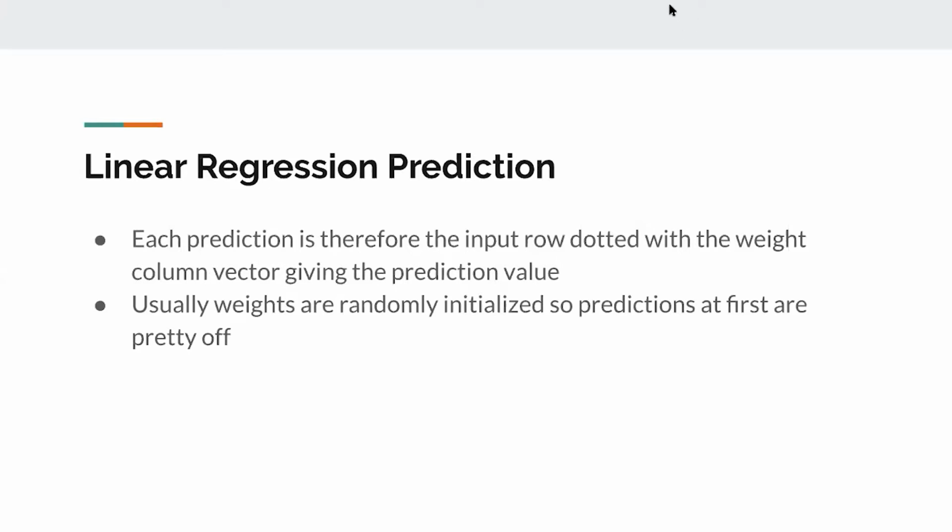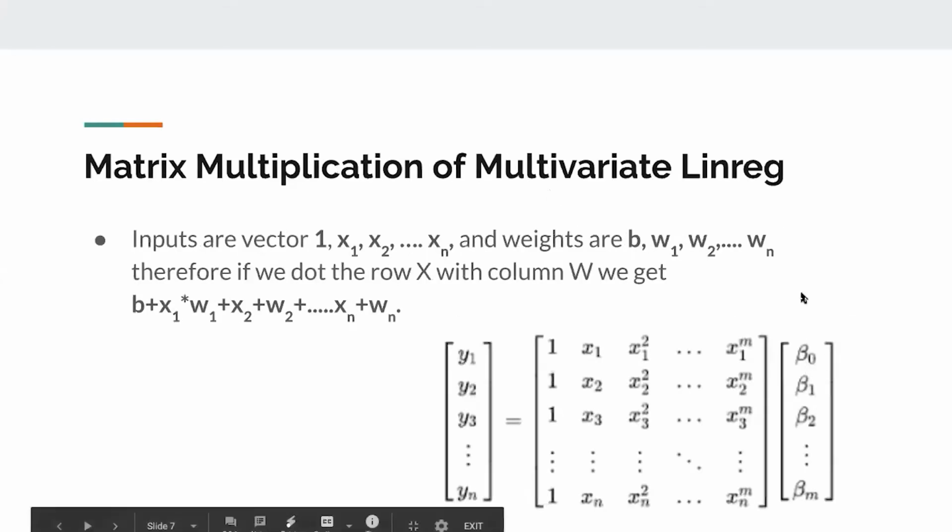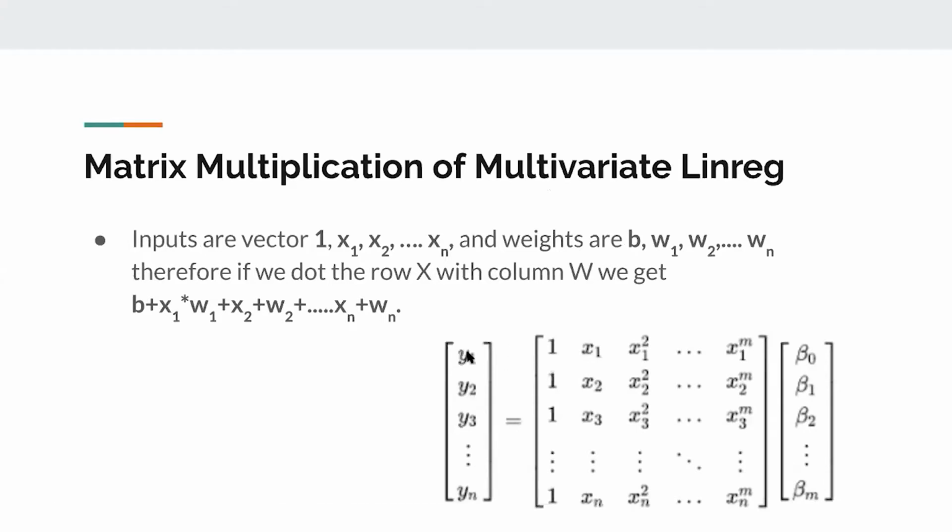In most cases, weights are randomly initialized, so at first the predictions are pretty off. What's a weight? You can think of it as a coefficient. It's like these betas; you can refer to them as betas or W's. Essentially, you can think of it as how much to pay attention to or how much to value this input. If you have a function like 1 times weight 1, then weight 1 tells you how much to scale up or scale down a value.